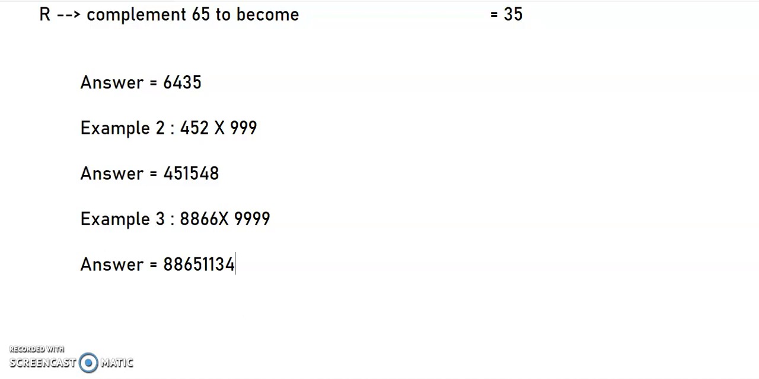We will see one more example for better understanding. Here I am considering 1234 multiplied by 4 nines. First I subtract 1: 1234 minus 1 is 1233. I am finding the complement of 1234: 9 minus 1 is 8, 9 minus 2 is 7, 9 minus 3 is 6, and 10 minus 4 is 6. So 1233, 8766. This is the answer.